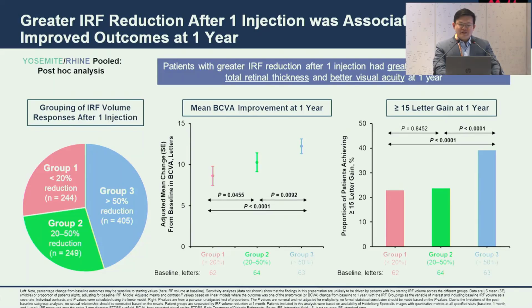Lastly, we did one subgroup analysis. This was exploratory, to understand, do you really need to look at a 3-injection response, or could you derive some data just from a single injection response?